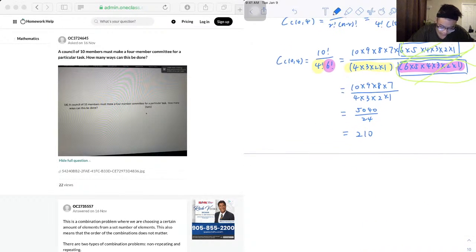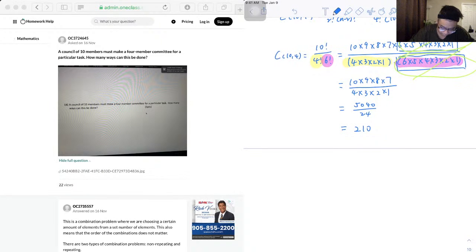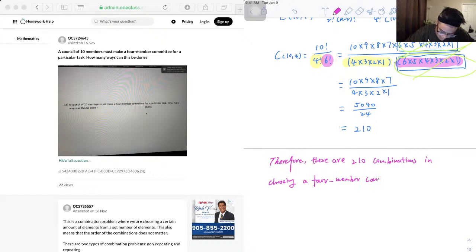And now we need to write our final conclusion. Therefore, there are 210 combinations in choosing a 4-member committee out of 10 members.